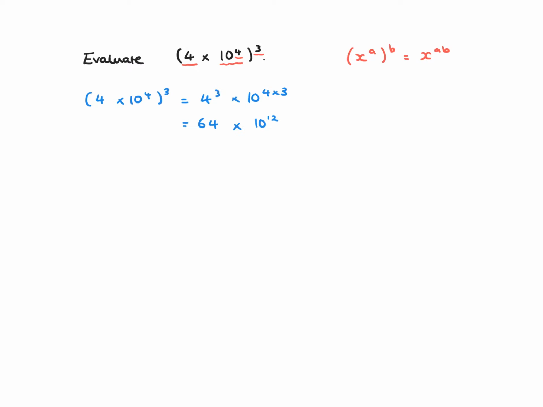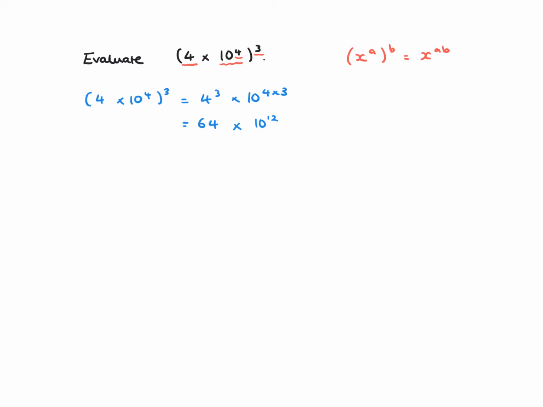But of course 4 cubed is 64 and 4 times 3 is 12, so we get 64 times 10 to the 12th power. Notice that since 64 is much larger than 10, this number isn't actually in standard form. But it doesn't really matter since we're looking to evaluate it. So we're going to work out what 64 times 10 to the power of 12 is.